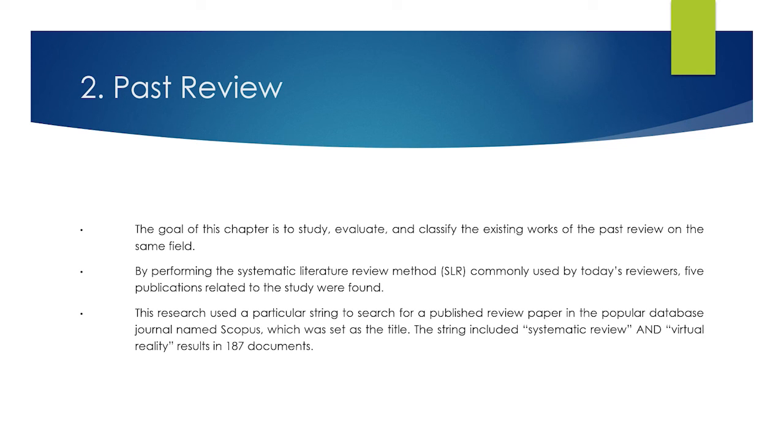Number 2, past review. The goal of this chapter is to study, evaluate, and classify the existing works of the past reviews on the same field. By performing the systematic literature review method (SLR) commonly used by today's reviewers, 5 publications related to the study were found. This research used a particular string to search for published review papers in the popular database journal named Scopus, which was set as the title. The string included the systematic review and virtual reality, resulting in 187 documents.